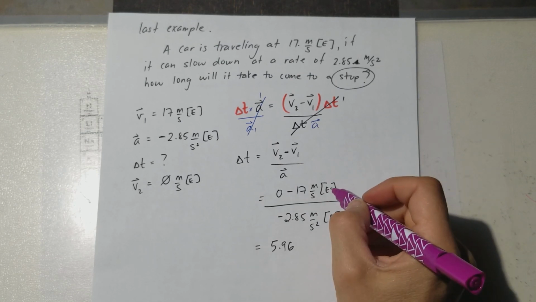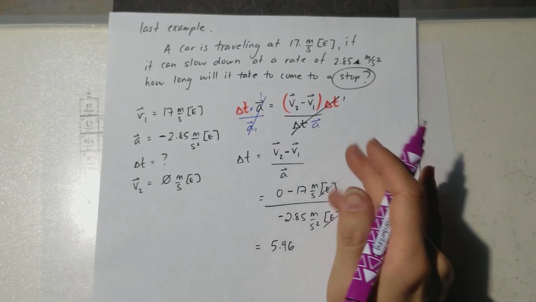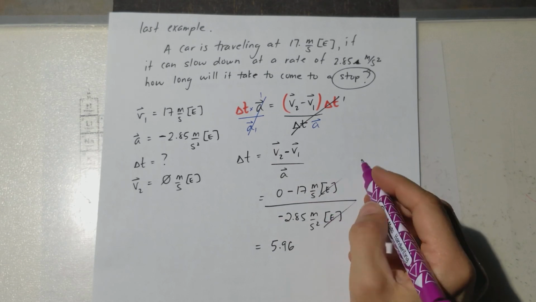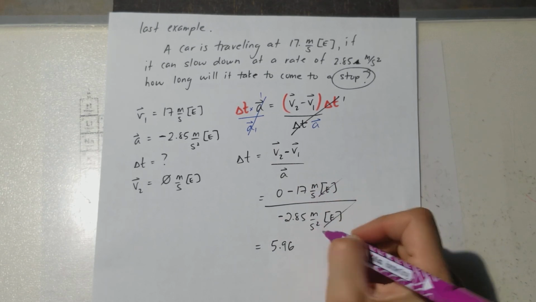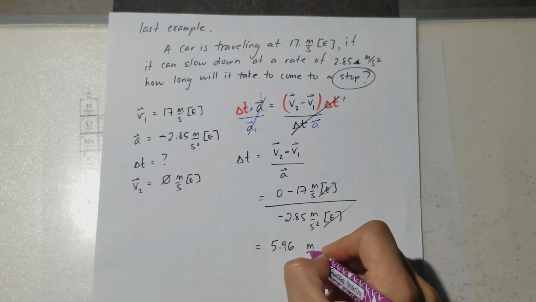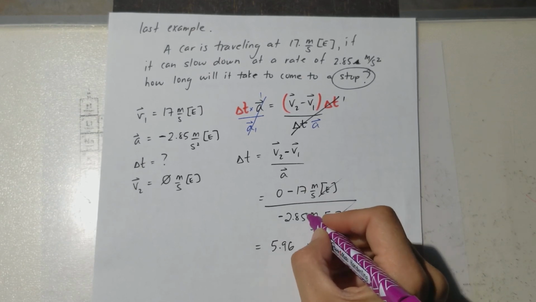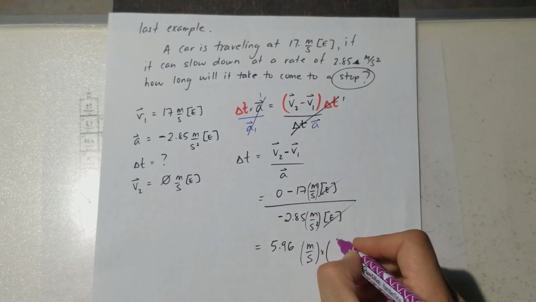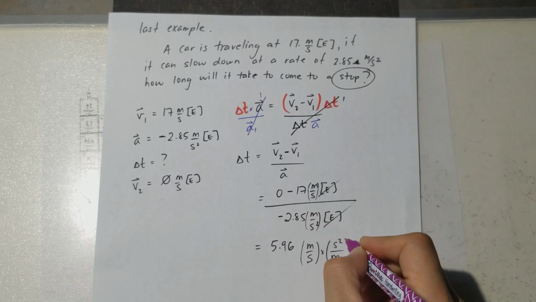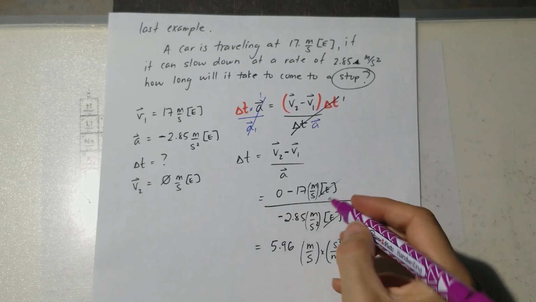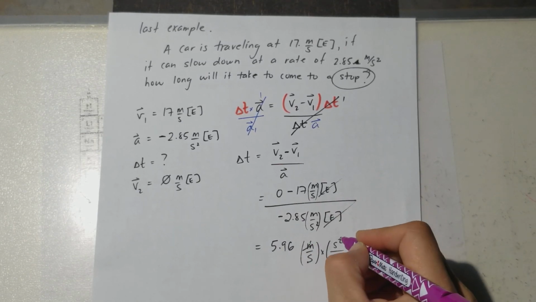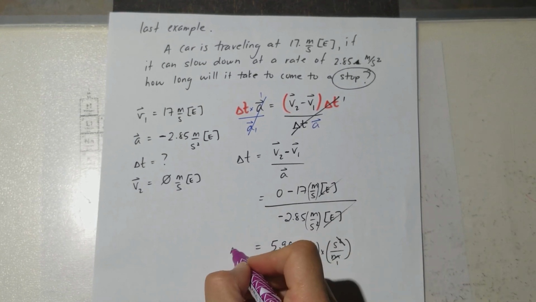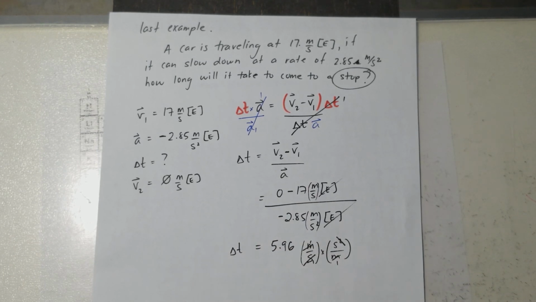5.96, and you can think of it like the directions divide out, and I'm left with meters per second divided by meters per second squared. So let's take a look at that. Meters per second, but this is a fraction, this is a fraction, so I'm going to have to multiply by the flipped or inverted. All right, and I'm left with the meters dividing out and one of the seconds dividing out. And that's good because this is time, so it's good that it came out to be seconds.